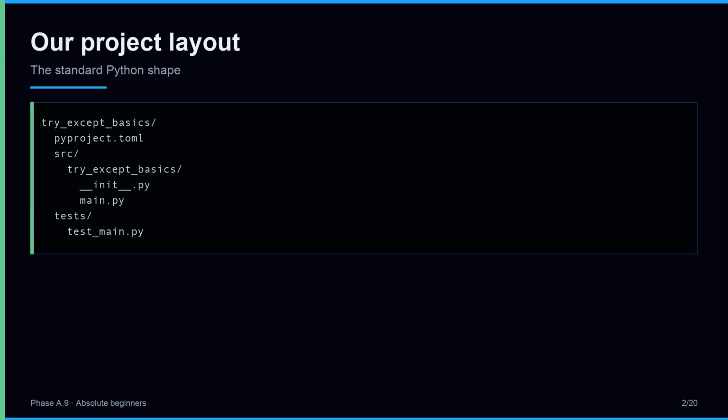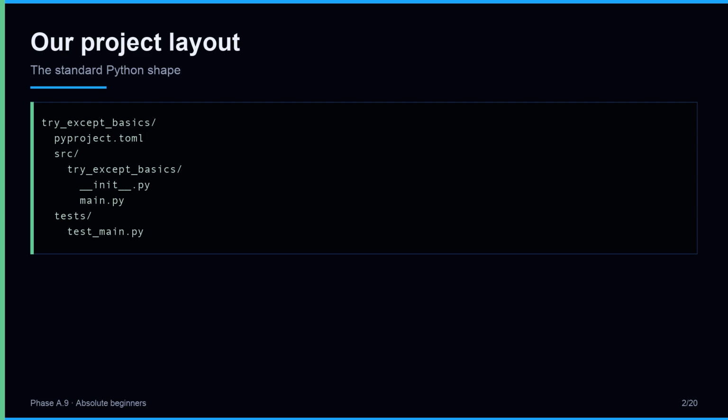Here is the project we will work inside. A folder called try_accept_basics. Inside lives pyproject.toml. Under src, a folder with the same name, holding main.py, where we write our Python. A tests folder holds test files for later. This same shape repeats in every lesson from here on, so once you know it, you know where everything lives.